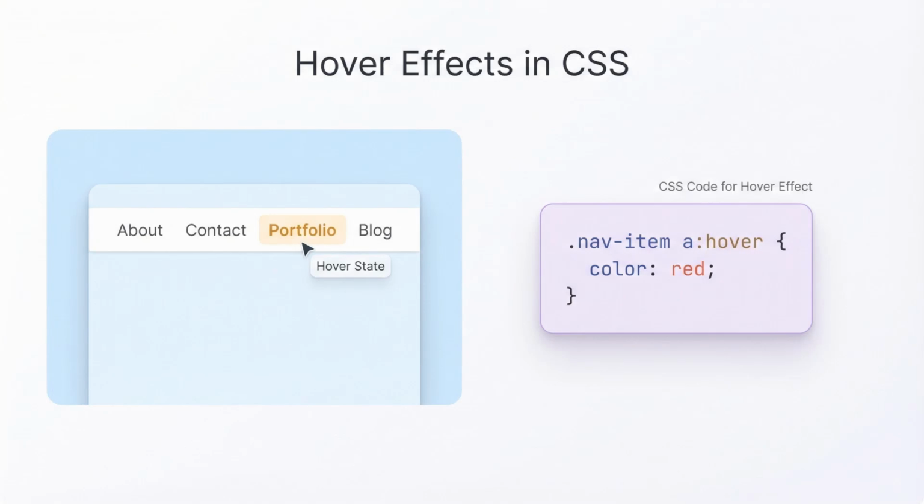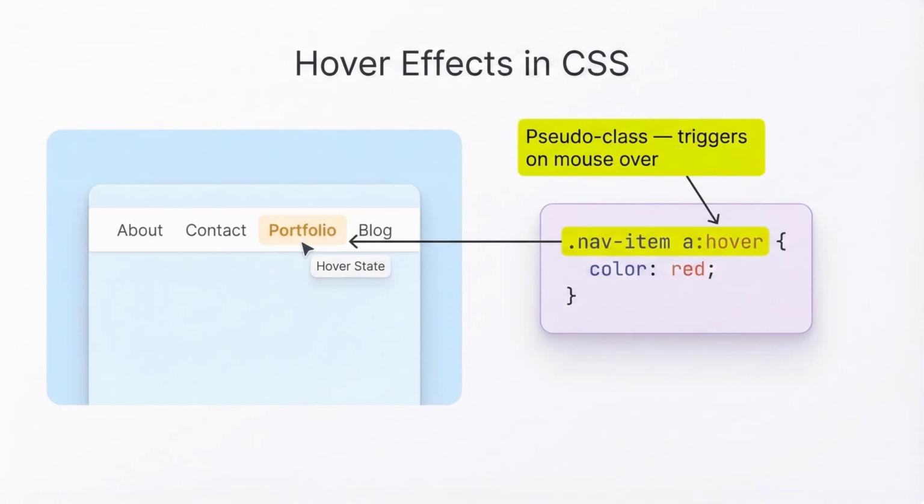Now let's talk about hover effects. A hover effect is a style that activates when the user moves their mouse cursor over an element. This is extremely common for navigation links. You want some visual feedback so the user knows the link is clickable. The way to write this in CSS is by using the :hover pseudoclass. You write your selector, then add a colon followed by the word hover, and inside the curly braces you define what changes when the mouse is over that element.